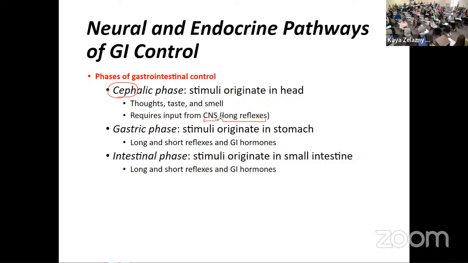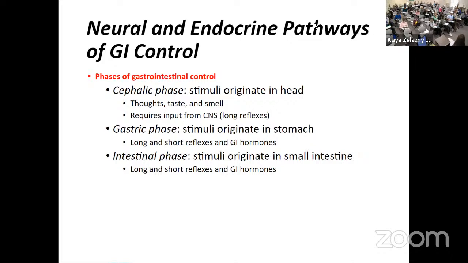So, long process, long reflexes. Our other two pieces of gastrointestinal control are going to be a bit more local. Once you taste that food and swallow that food, you're done with this cephalic phase control. But we are going to be digesting that food. That food is moving down your esophagus, moving to your stomach.